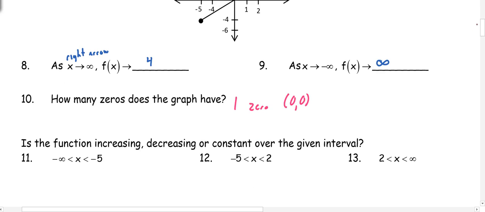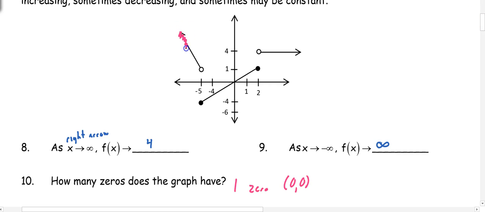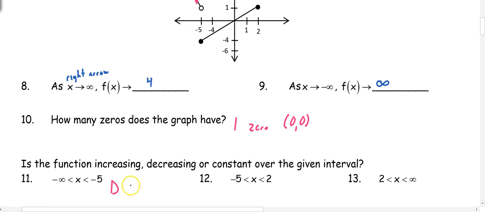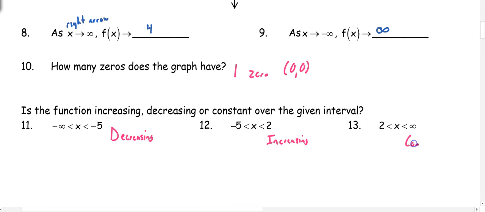Then it says, is the function increasing, decreasing, or constant over the interval? So the first interval is -infinity to -5. So from -infinity to -5, the line is going down. So in this case, we are decreasing. The next interval that we have is -5 to 2. So from -5 to 2, this time the line is going up. So we are increasing. And the last part is from 2 to infinity. So from 2 to infinity, this is a horizontal line. Remember, horizontal lines are always going to be constant.